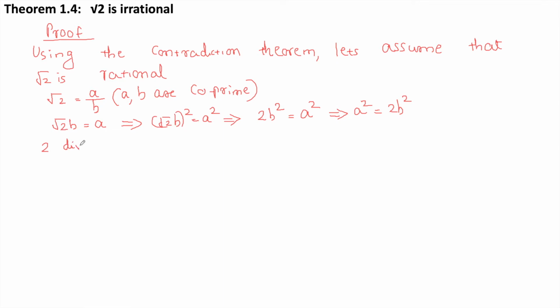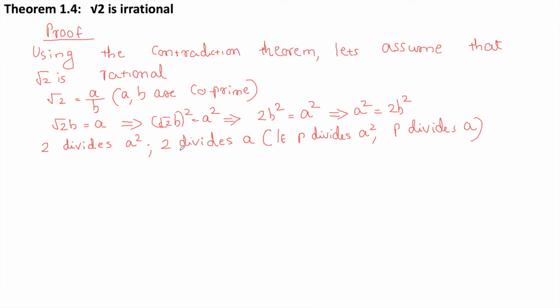2 divides a square. That means 2 divides a. Okay, how we can say this? By the theorem 1.3: if p divides a square, then p divides a. Okay, so in this way we can conclude like this.